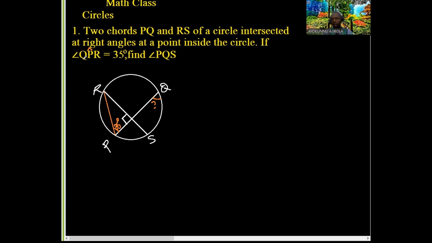If QPR is 35, find PQS. We're able to draw a circle now. We put chord PQ in white and RS in white intersecting at that right angle. Is that clear?